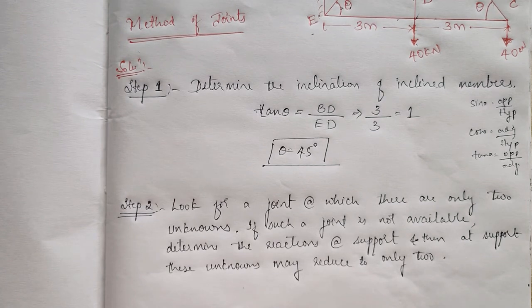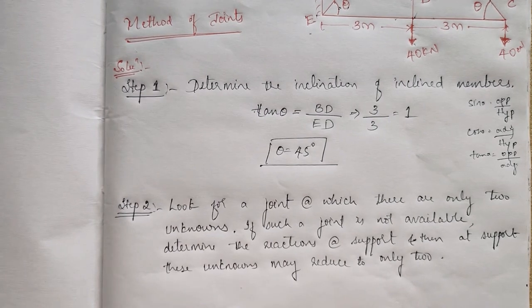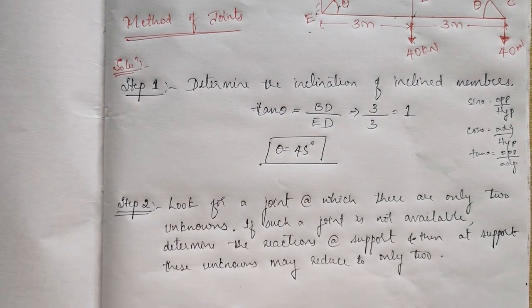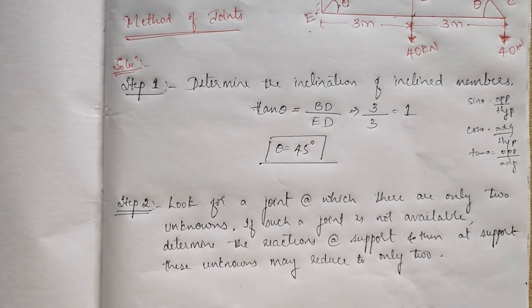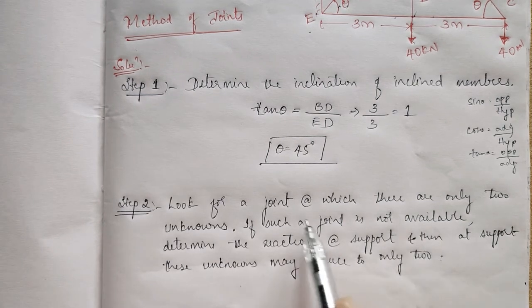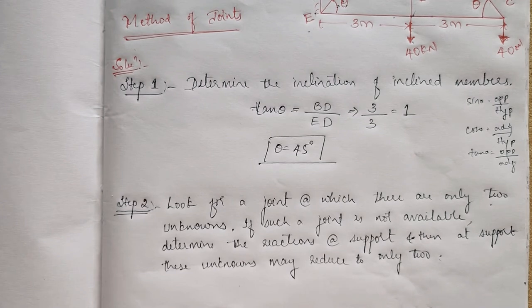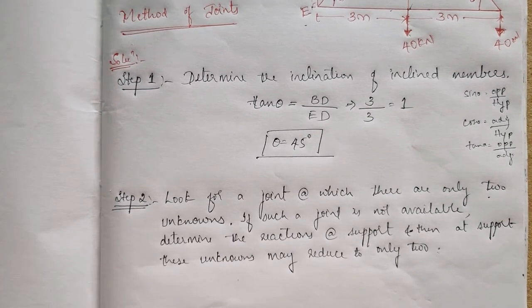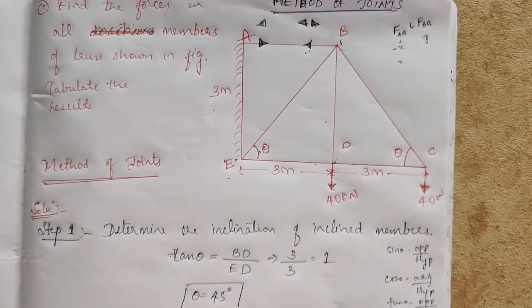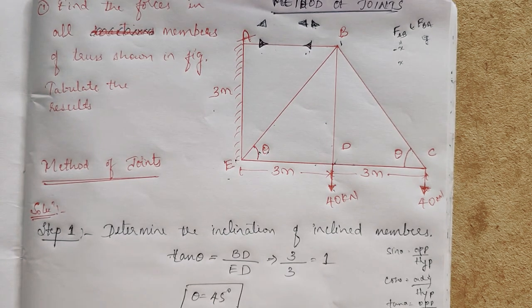So after finding the reaction, what remains? 2 remain. So if there are 3 unknowns at the support and you find the reaction, 2 unknowns will be unknown, 1 will be known. So what is the condition? We have to find the joint with 2 unknowns. So obviously we will get that. Now we will see in the diagram a joint with 2 unknowns.